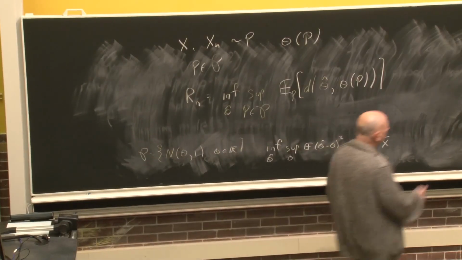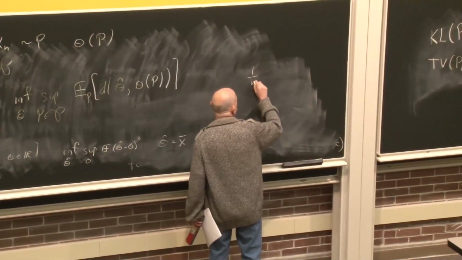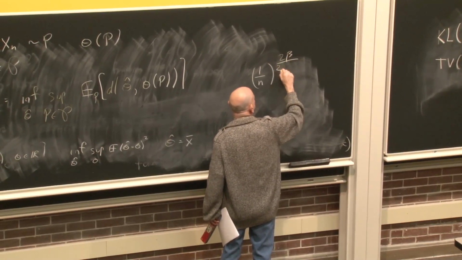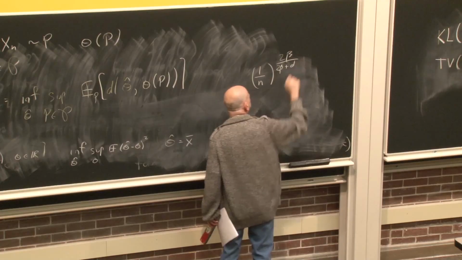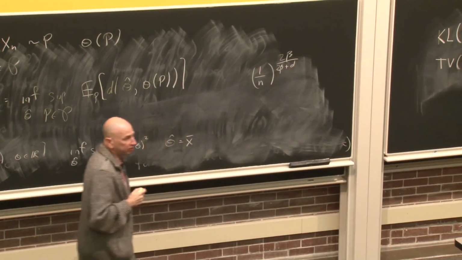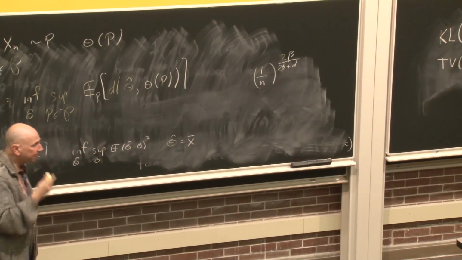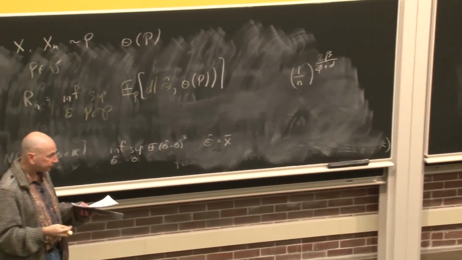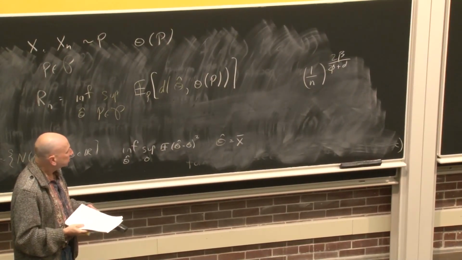The rate that we've seen a lot is something like this in many non-parametric problems, where beta is usually some measure of smoothness and d is the dimension. So what we want to see is, where does that come from? How do we compute that? Okay, and so that's our goal.